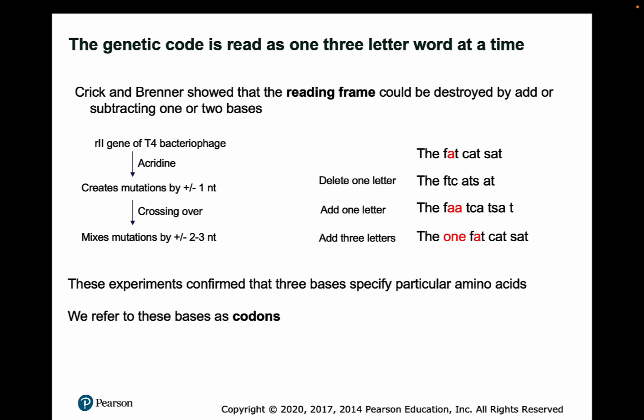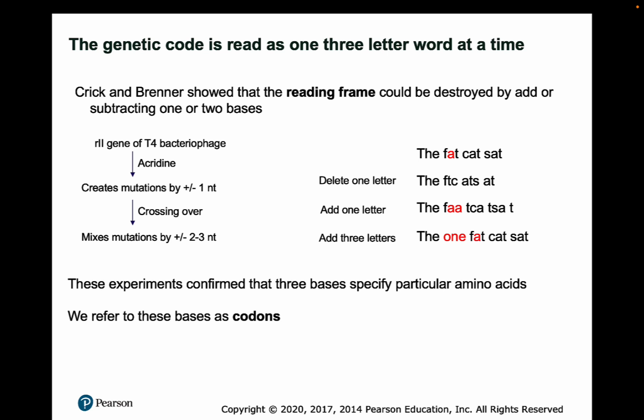So these experiments, by adding or subtracting 1 to 2 nucleotides and ending up with something not functional, but then if you could get to 3 nucleotides, showed Crick and Brenner and confirmed that these 3 bases specify a particular amino acid.